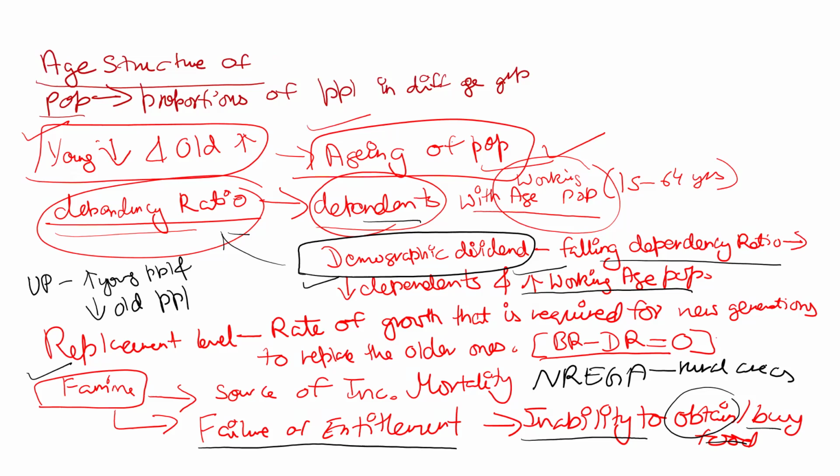Now let's talk about the National Family Planning Program. It has now been renamed as the National Family Welfare Program. This was started in 1952 and was renamed after the emergency. Okay, so let me write it. National Family Planning Program.